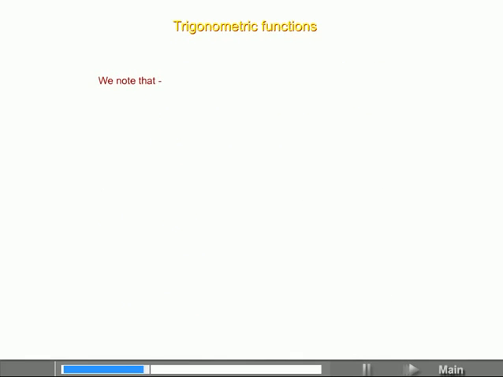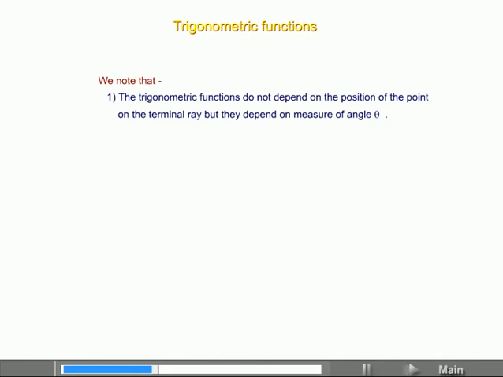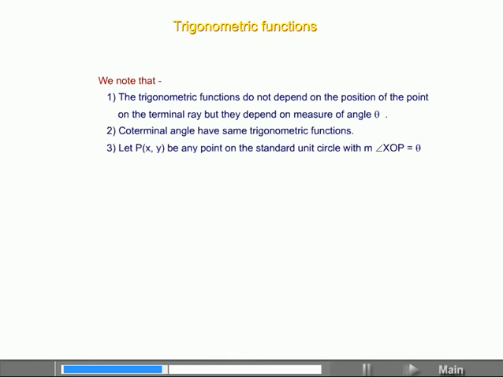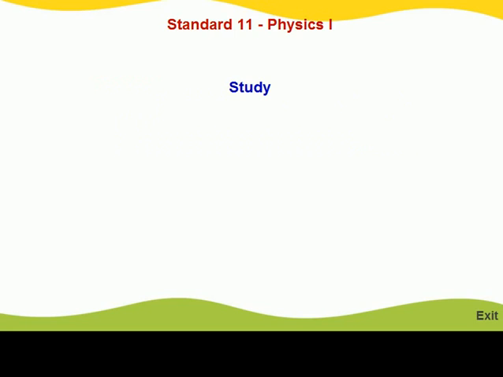We note that: 1. The trigonometric functions do not depend on the position of the point on the terminal ray, but they depend on the measure of angle theta. 2. Coterminal angles have the same trigonometric functions. 3. Let P(x, y) be any point on the standard unit circle with measure of angle XOP equal to theta.